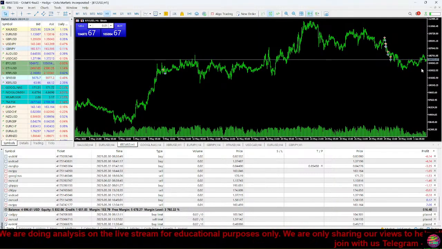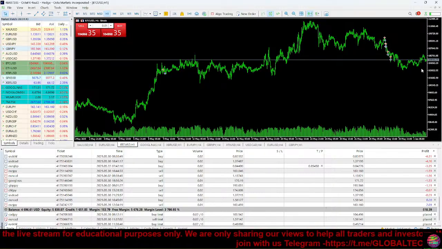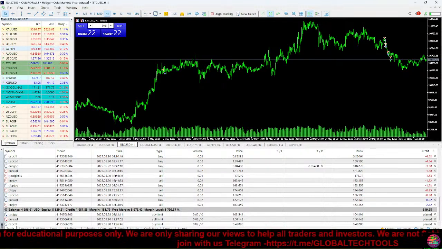So this right here is a bullish market. And then this is a bearish market. This is a bullish market right here. And then this is a bearish market. So bullish means buys or up. Bearish means sells or down.